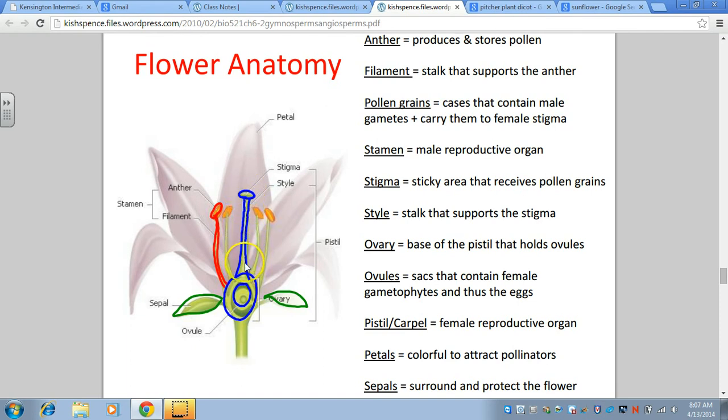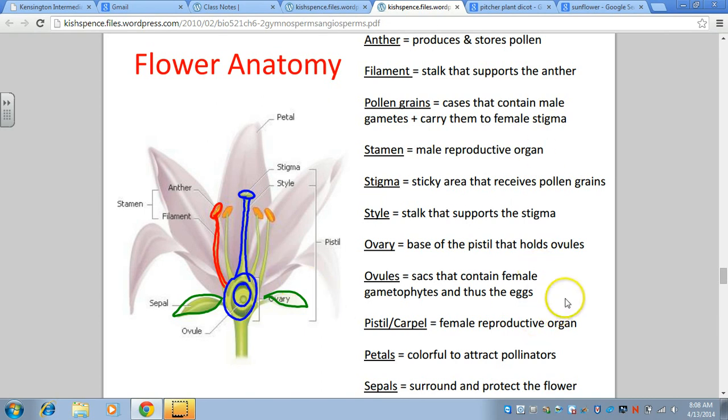through the style. So this is the style, a stalk that supports the stigma and holds it up. And then at the bottom is the ovary. This is the ovary, kind of like an ovary in us. It produces ovules, and the ovules are sacs. Sometimes this one just has 1 ovule, but sometimes they'll have several ovules. It depends how many seeds are made inside of the flower. The ovules are sacs that contain the female gametophyte, which produces the eggs.